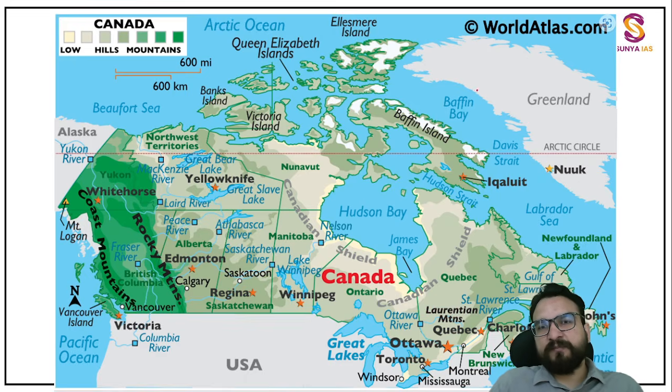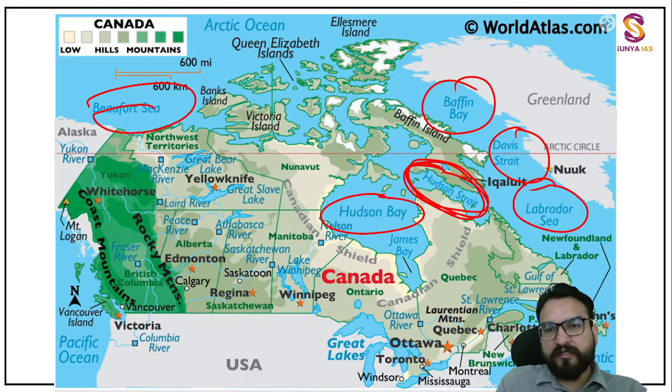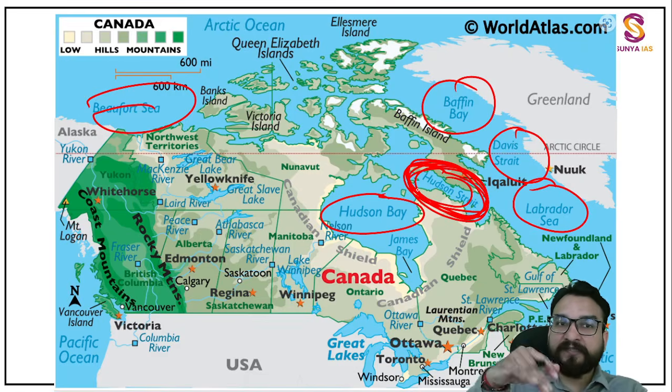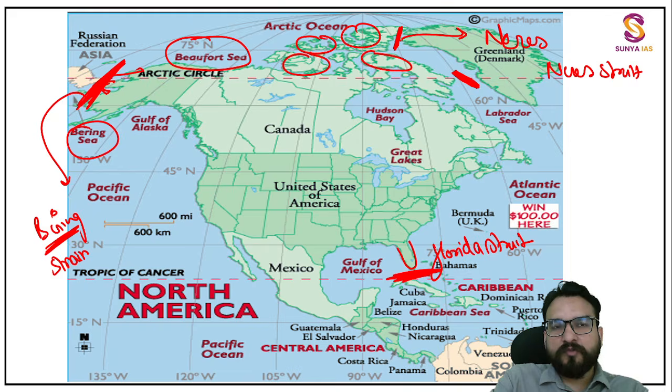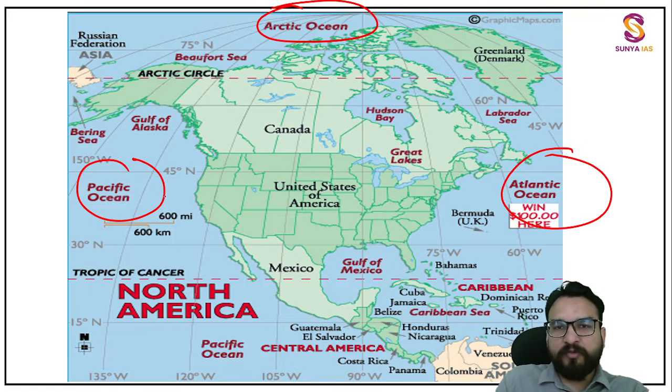See over here, this is Baffin Bay, Davis Strait, Labrador Sea, Beaufort Sea, right? Hudson Bay, Hudson Strait. This strait also, don't forget, Hudson Strait. So these are of the North America continent. These are present in Canada, below this particular Arctic Sea. This is Beaufort Sea, right? Above is the Arctic Ocean, then the Pacific Ocean and Atlantic Ocean; North America is surrounded by these oceans.